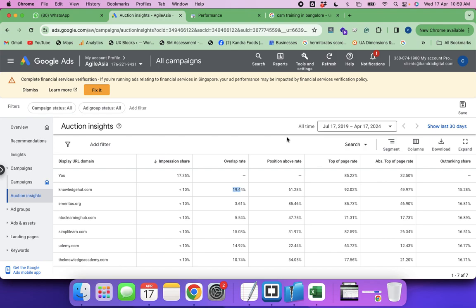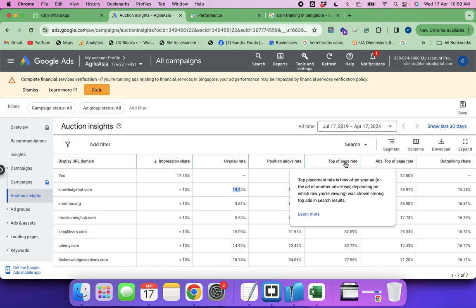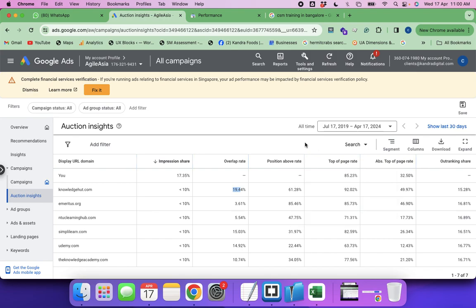So when compared to everybody else, 85% of the times your ad was shown in the top. Absolutely, top of page rate. You have to understand this properly. Top placement rate is how often your ad or the ad of another advertiser, depending on which row you are viewing, was shown among top ads in the search results. Basically, your ad anywhere on the page, how many times it was shown in the top as compared to that of another player.